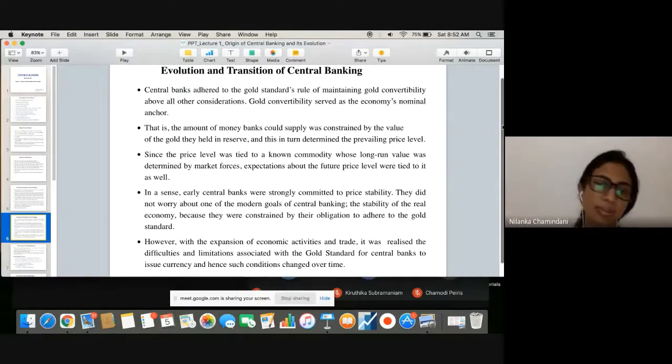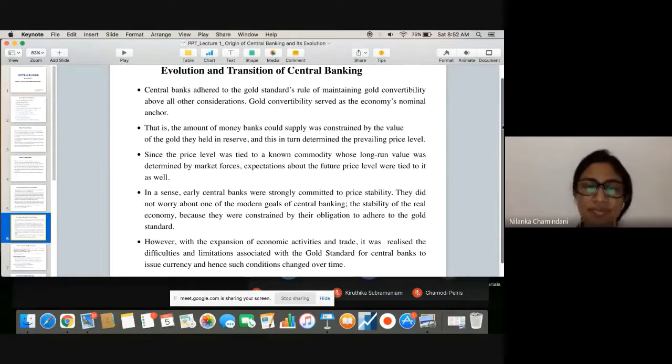Because of that, the sellers increased the prices. So generally we saw that a price level increase happened, and the government intervened and forced some limits or caps over the price levels. That is how they controlled it. So now you can see, since the price level was tied to a non-commodity whose long-term value was determined by market forces, meaning demand and supply, other than those two forces, the expectations about the future prices were tied to the price level as well.